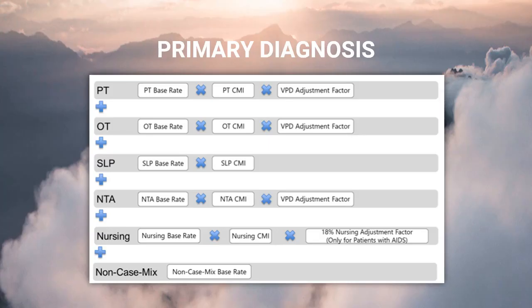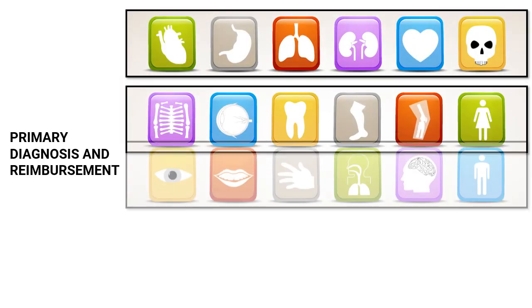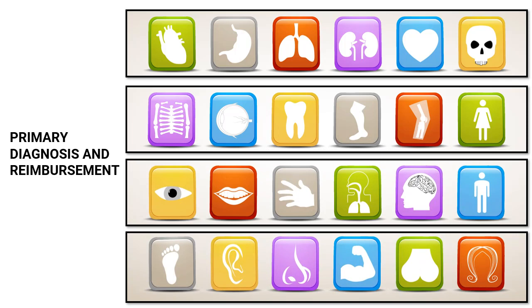The primary diagnosis directly impacts reimbursement for the PT, OT, and ST components of PDPM. Under PDPM, patient characteristics will be used to predict the therapy cost associated with a given patient, rather than rely on a volume of therapy services provided.